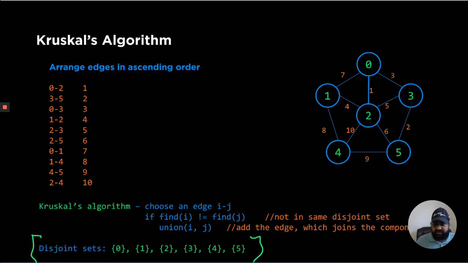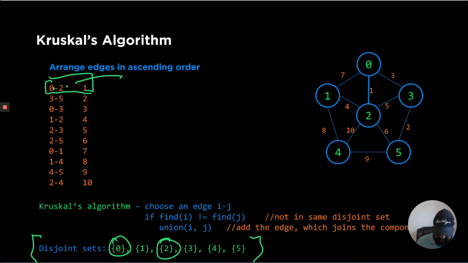Each set represents one vertex of the graph, such that each set has just one member, which is the vertex of the graph. Now we are going to choose the first edge. Again, it's in ascending order. We are now going to see whether 0 and 1, in this case it's 0 and 2, so 0 and 2, are they in the same set or not?